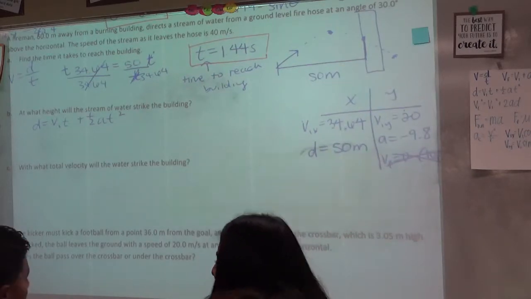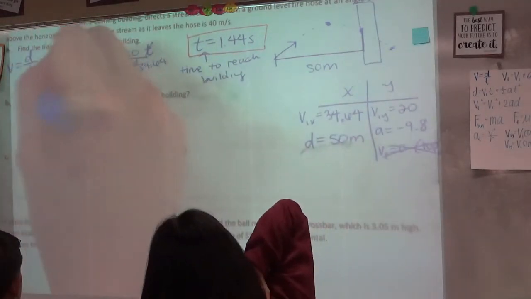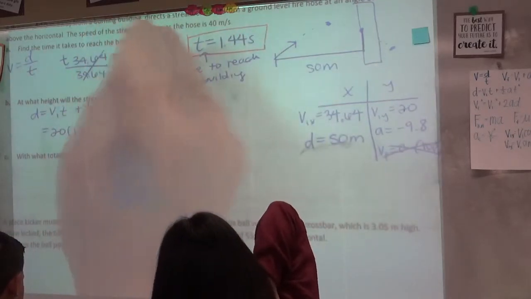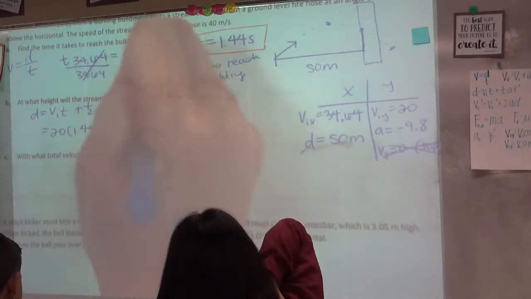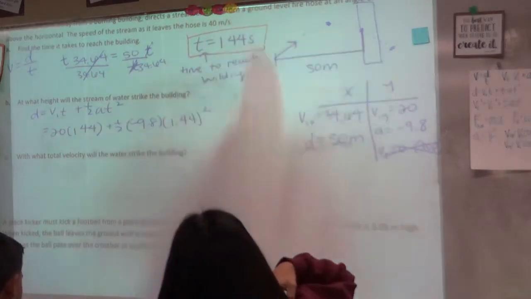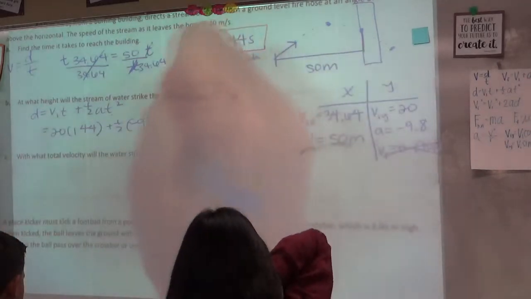Alright, which VI would I use? 20, good. And we just said we would use the time it takes to reach the building. Do I know the A? Or the distance, sorry, not the A, we definitely know the A. Do I know the distance? No, we're plugging in to find that, so you can't put a number in. What'd you guys get for the height?